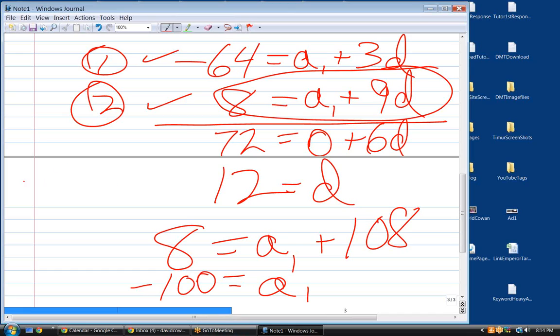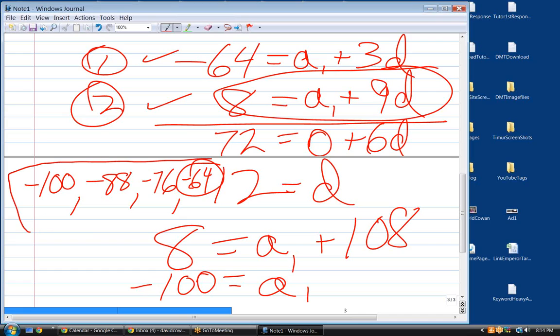So the first term would be minus 100. The common difference, what did we figure it was? 12. So the next term is minus 88. The third term is minus 76. The fourth term is minus 64, just exactly what we expected. That's just a check. In other words, this last step isn't really necessary, but it does make you feel more comfortable about your answer.